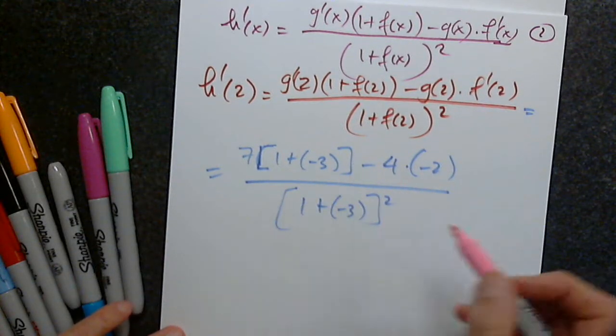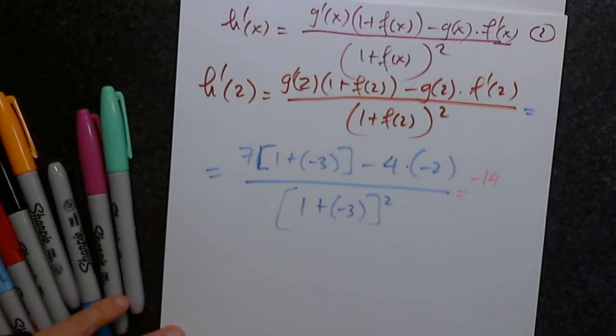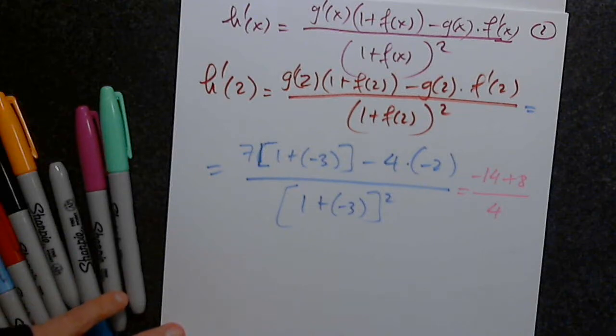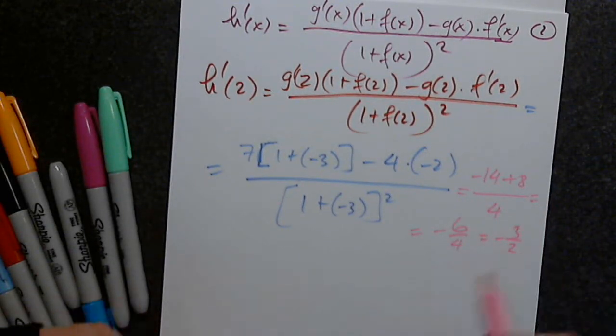So obviously this is negative 2 times 7, which is negative 14, multiplied by 7, negative 14 plus 8. And this is negative 2, but negative 2 squared would be 4. So this is negative 6 divided by 4, or negative 3/2. Negative 14 plus 8, negative 6 over 4, negative 3/2.